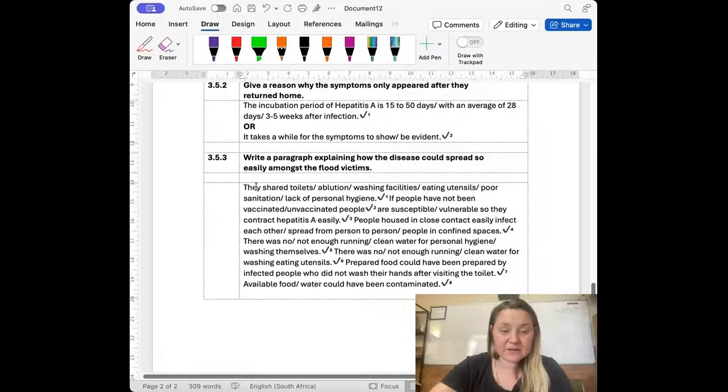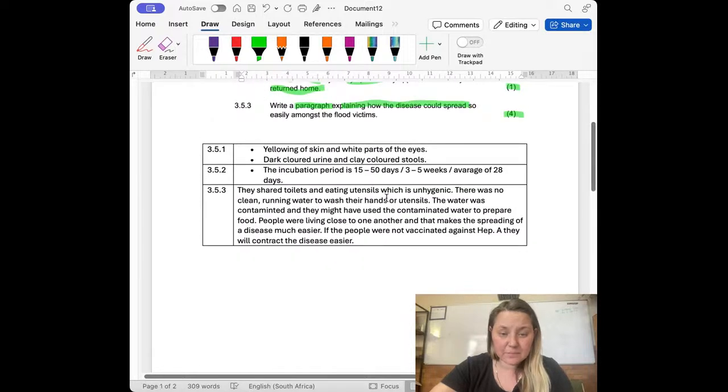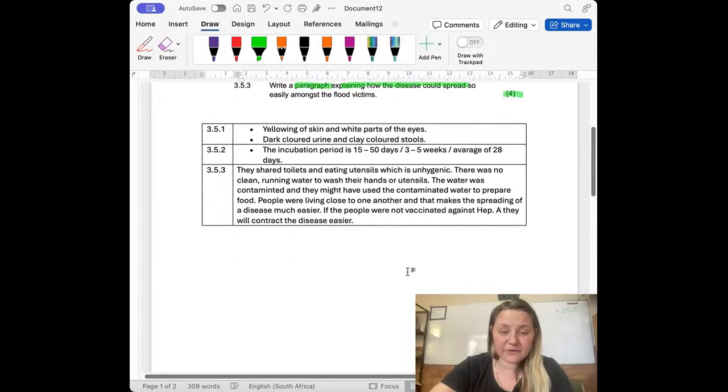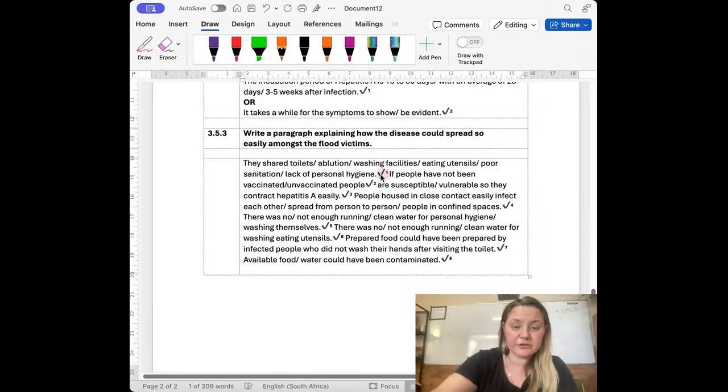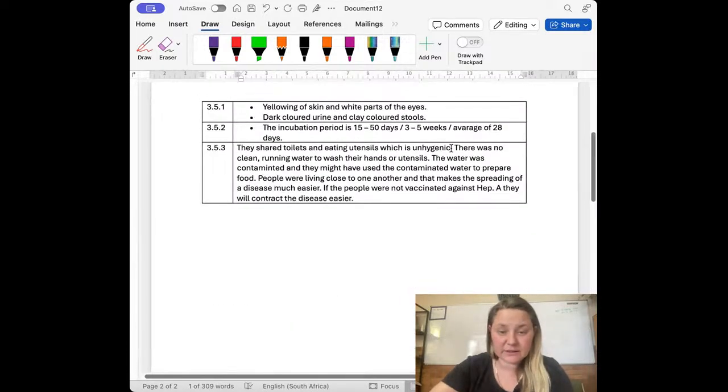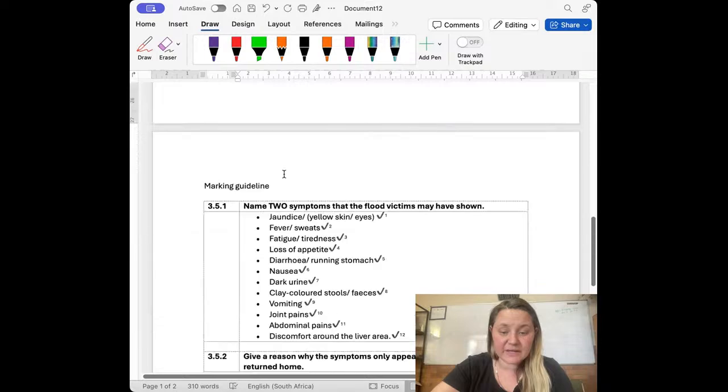So let's see. They shared toilets, ablution, washing facilities, eating utensils, poor sanitation, lack of personal hygiene. Did we say anything about sharing? They had to share toilets. Perfect. So we are going to get this tick number 1 also in our first answer. It was unhygienic because they had to share. Then we said there was no clean running water to wash their hands or utensils.